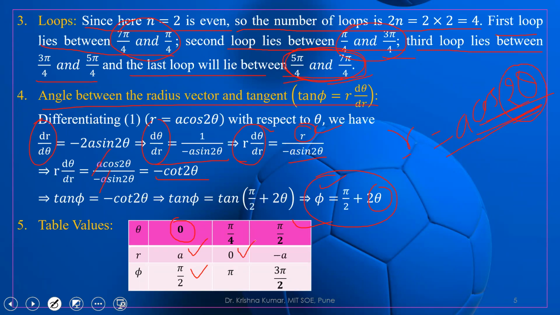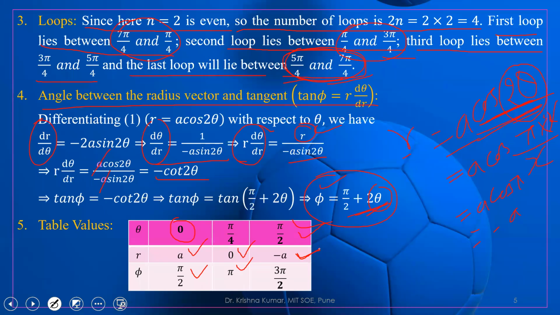And if theta equal to pi by 4, so it is pi by 2. So pi by 2 plus pi by 2 is pi. Suppose theta is pi by 2, so this is what? It is a cos, 2 pi by 2 upon 2, so 2 will cancel. A cos pi. A cos pi means what? It is minus a. Minus a means what? It is opposite direction. Correct? It is opposite direction.